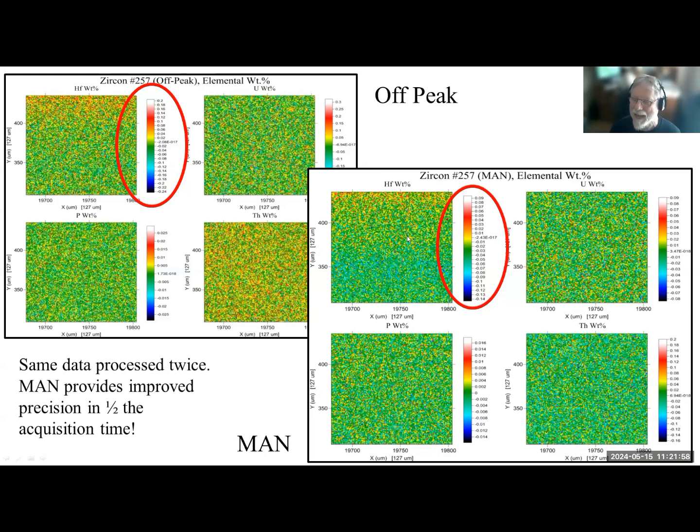precision in half the acquisition time if we hadn't measured off-peak. I did for this because this is just an example of showing how it's done. But you would normally just go right to MAN, acquire one map per element, on-peak element, and then you're ready to go for quantification. And if we have say a blank synthetic zircon, we can apply a blank correction to get even more accuracy. So we get better precision, and using the blank correction, we get more accuracy.